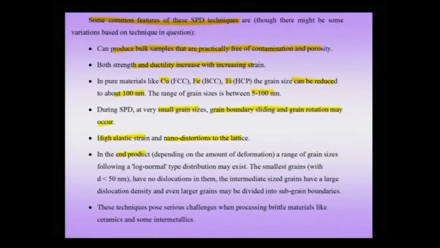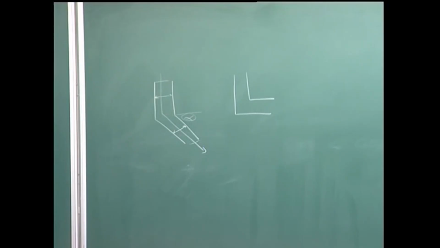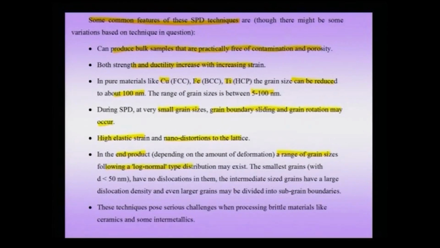The end product, say for instance I may use some 5 passes or 10 passes using a severe plastic deformation technique, may have a range of grain sizes following some kind of a log normal plot. The smallest grains with d of less than about 50 nanometers may have no dislocations in them. That means they become dislocation free. The intermediate size grains may have a large dislocation density, and even larger grains may actually be divided into subgrain boundaries. And by subgrain boundaries, we mean a low angle grain boundary, which, if you follow the Read-Shockley model, consists of an array of dislocations.